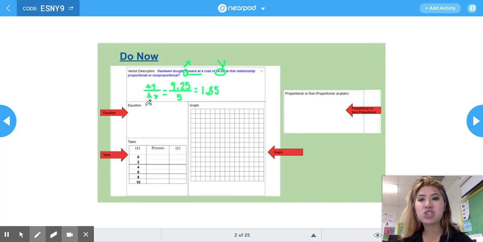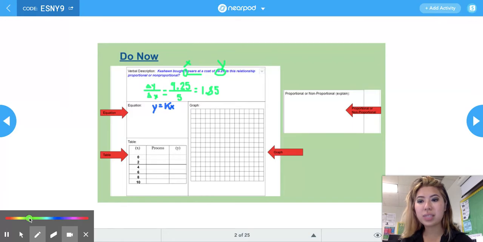And then to write my equation, I know that it has to be in the form y is equal to k times x. So I'm going to replace k with the number. So I have y is equal to 1.85 times x.